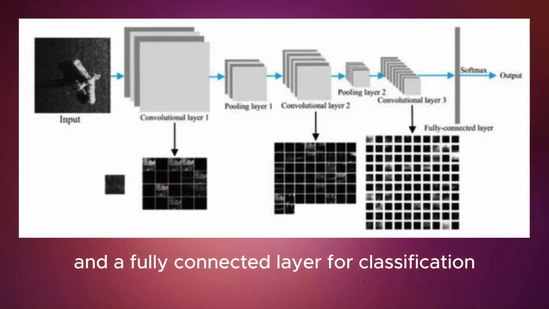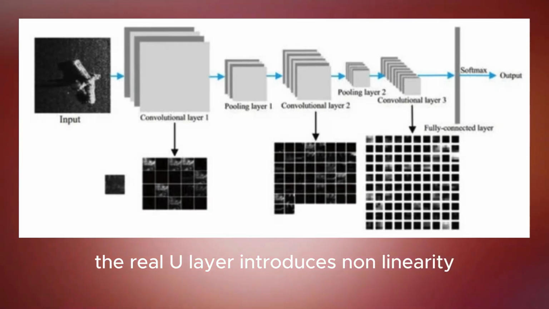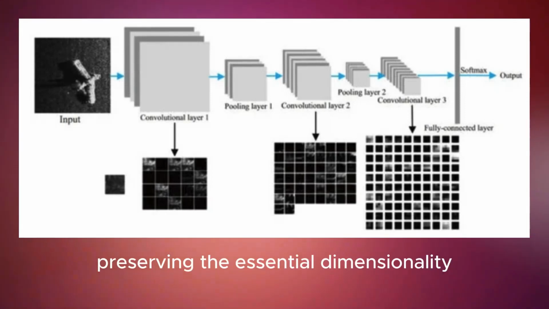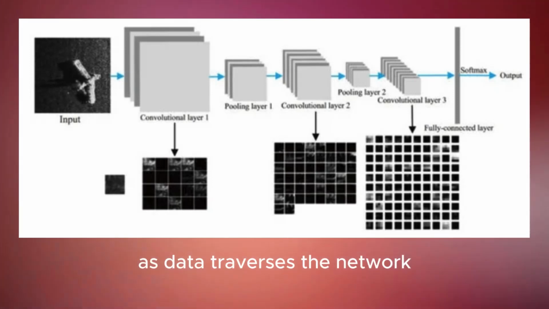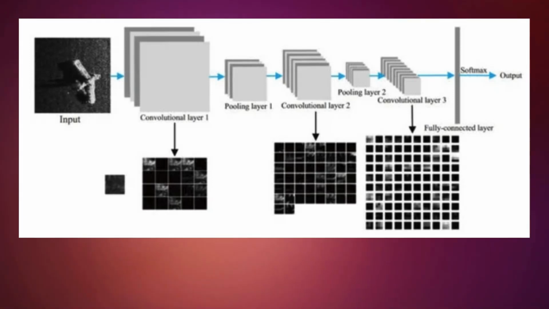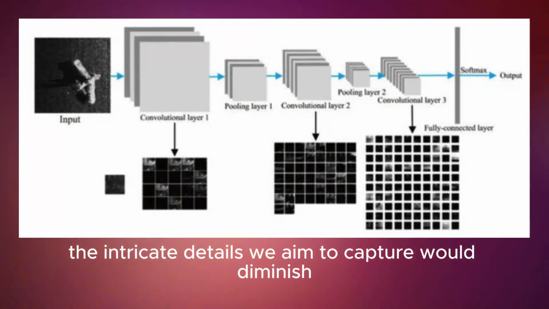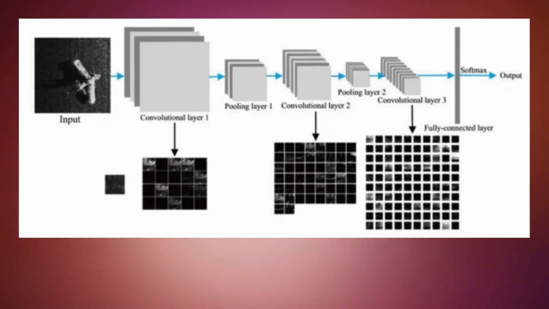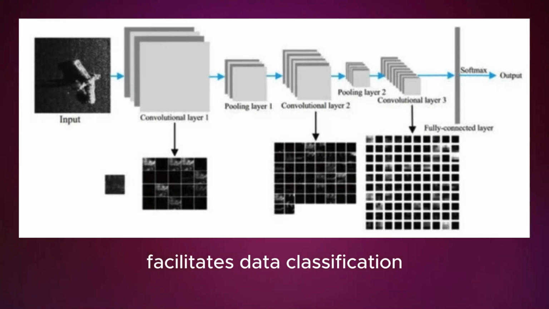Yet it also includes a ReLU or rectified linear unit layer for activation and a fully connected layer for classification. The ReLU layer introduces nonlinearity, preserving the essential dimensionality as data traverses the network. Without this layer, the intricate details we aim to capture would diminish. The fully connected layer, on the other hand, facilitates data classification.